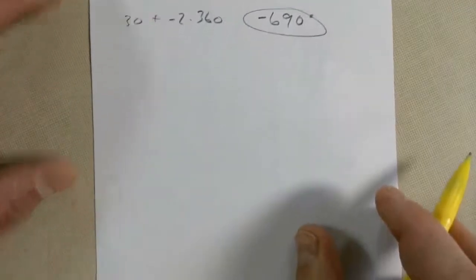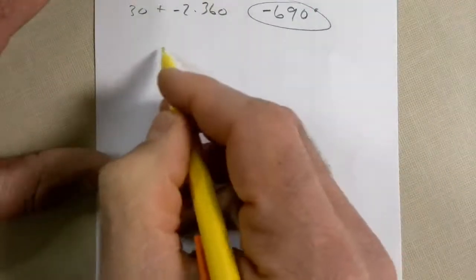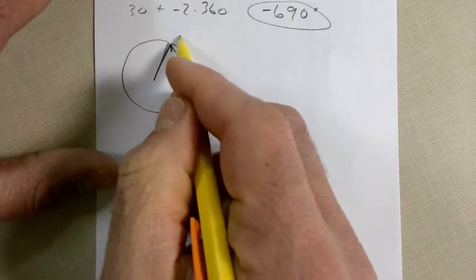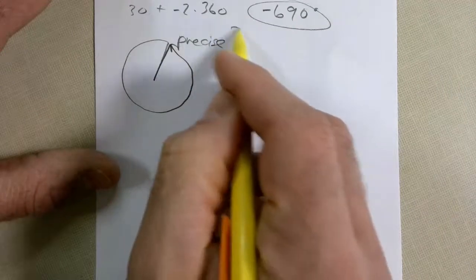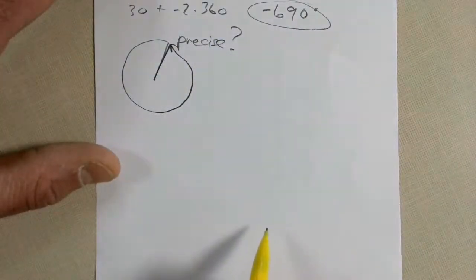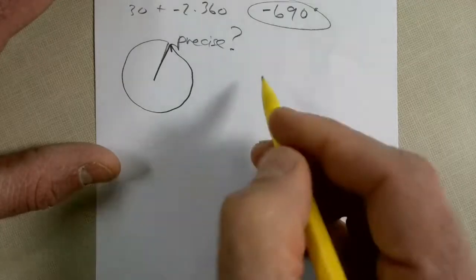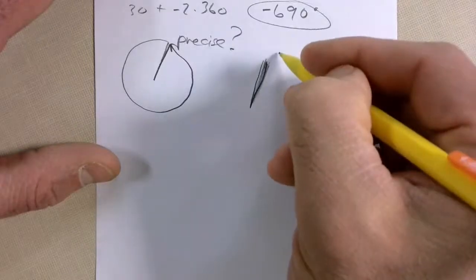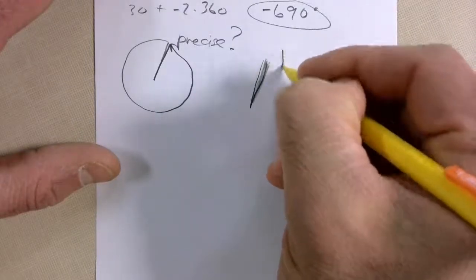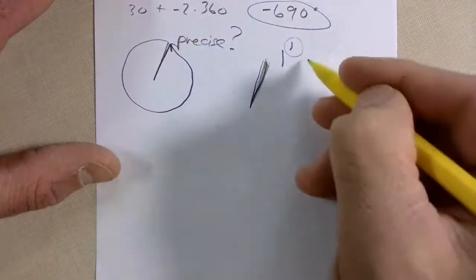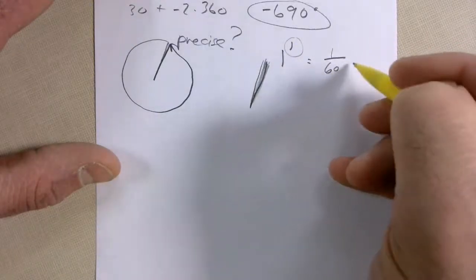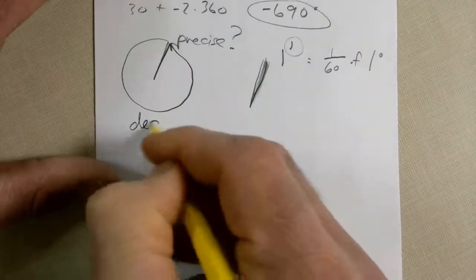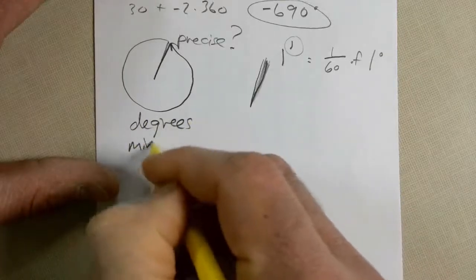Okay, one more thing. Suppose 1 degree, 1/360th of a revolution, is not precise enough. Well, you can split a degree into 60 minutes. So if you have 1 degree, you could slice that, dice that up into minutes. 1 minute, this little symbol means minute, is equal to 1/60th of 1 degree. So we have degrees, and then we have minutes.